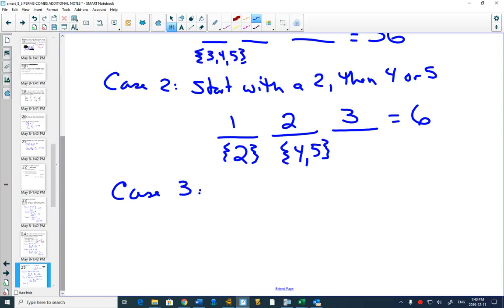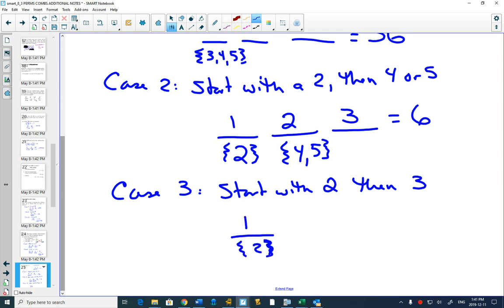So case 3, I'm going to start with a 2, one choice, then a 3, one choice, and then my last number needs to be bigger than 2. So there are restrictions on this. What choices do I have left?